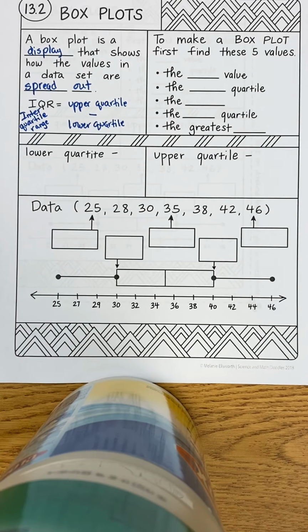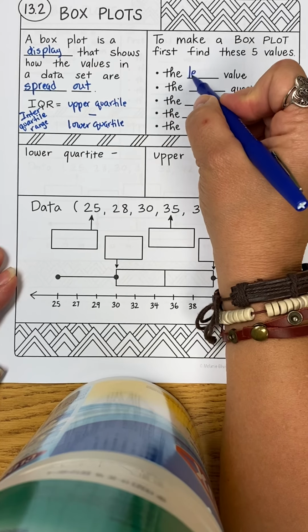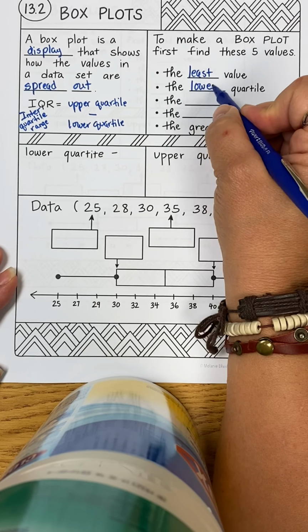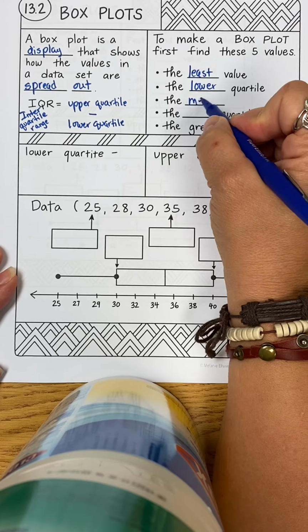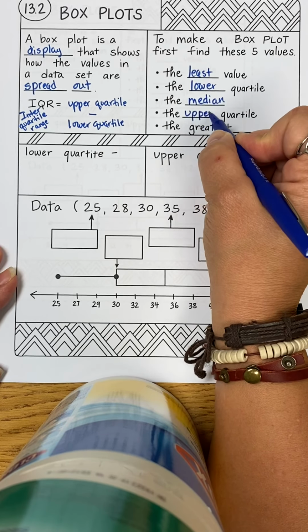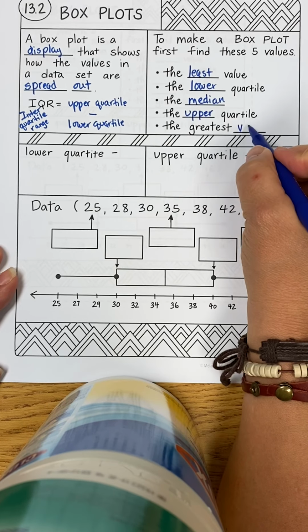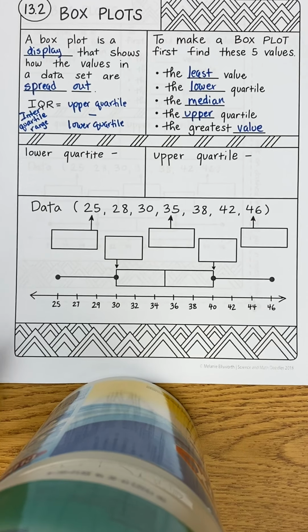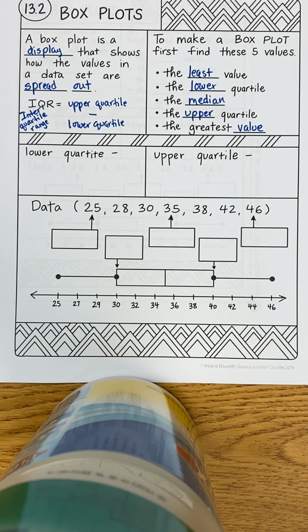Okay, so to make a box plot, you have to find 5 things. You have to find the least value, the lower quartile, the median, the upper quartile, and the greatest value. So those are your 5 things that you need to find. Remember on our last assignment, we were looking at mean, median, and range. So that's why we had to do that, so you can understand how to find this information here.